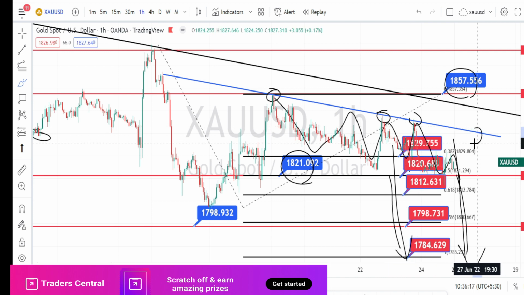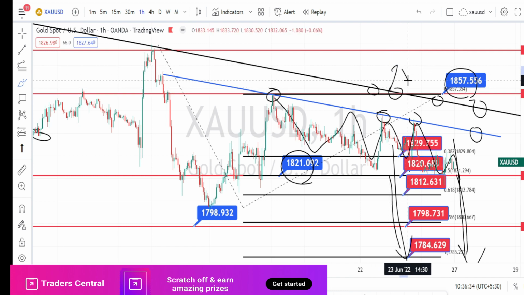And if the price action breaks this resistance line also, we have the daily time frame resistance line running over here. It has to break this resistance line in order to start its bullish trend reversal.